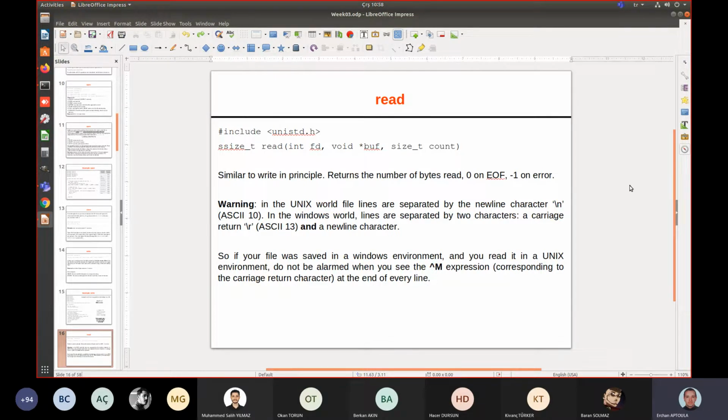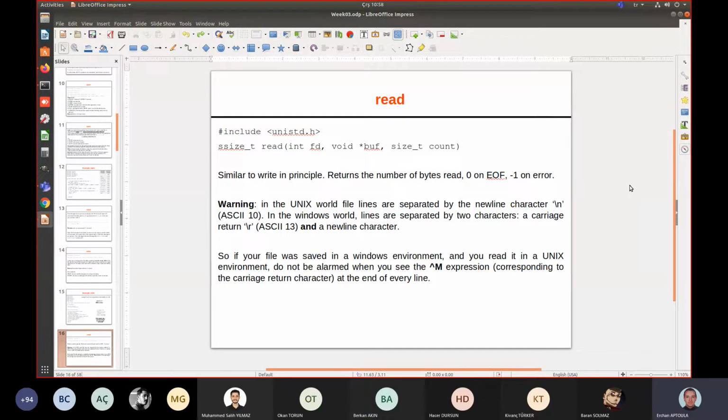Another difference between the Windows and POSIX worlds, I'm sure that you already know this. In the Windows world, ASCII files use 2 characters in order to denote the end of a row and the start of a new one. So at the end of every line, you will have 2 characters, the carriage return and the new line character, so \r and \n. Whereas in the POSIX and Unix world, we only use the \n character in order to denote the end of a line.